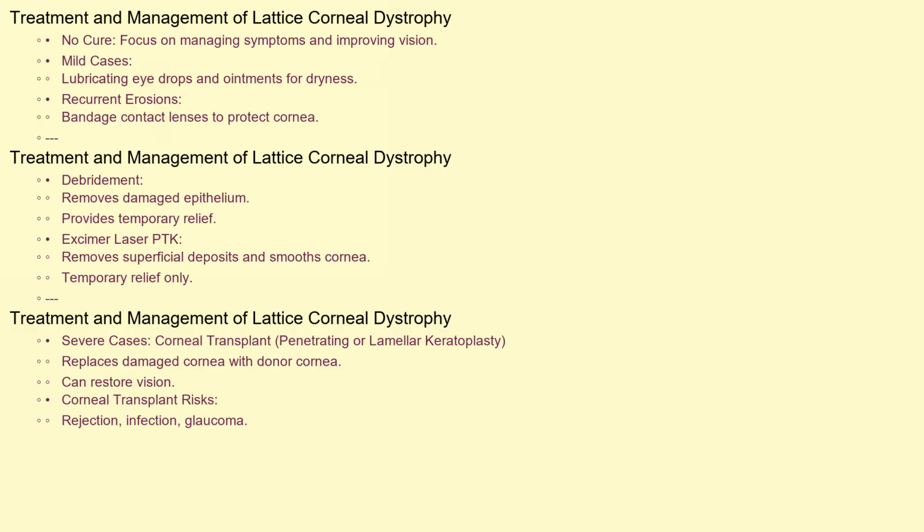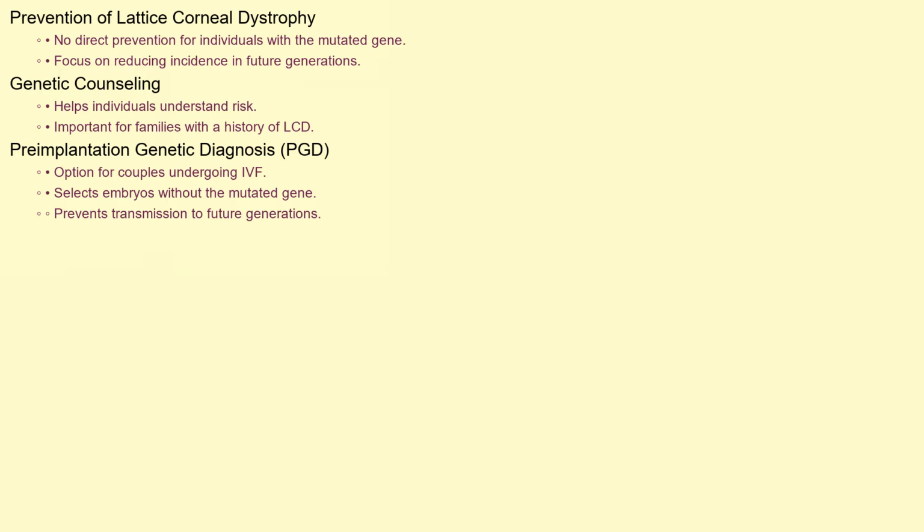Excimer laser phototherapeutic keratectomy, or PTK, can remove superficial deposits and smooth the corneal surface, improving vision and reducing the frequency of erosions. However, PTK only provides temporary relief, and the deposits will eventually reappear. In severe cases with significant vision loss, a corneal transplant, also known as penetrating keratoplasty or lamellar keratoplasty, may be necessary. This involves replacing the damaged cornea with a healthy donor cornea. While corneal transplantation can restore vision, it is a major surgical procedure with potential complications, such as rejection, infection, and glaucoma.